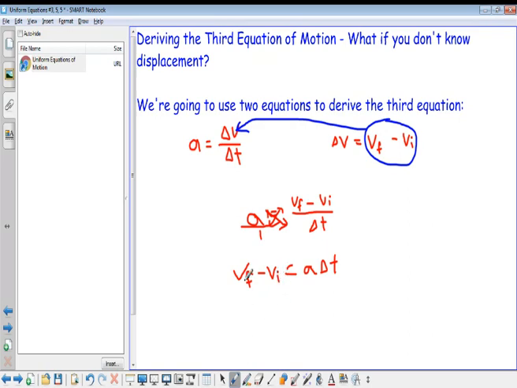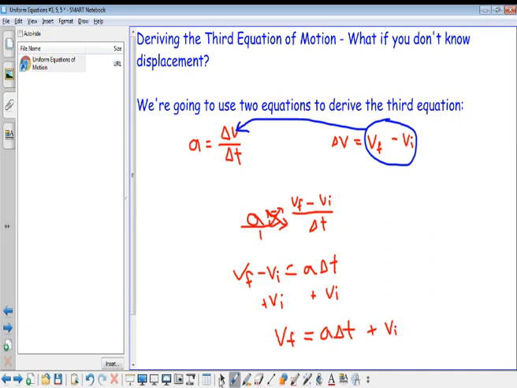My last step is to isolate final velocity. This equation is very useful if I want to find the final velocity of an object, if I know its initial velocity, acceleration, and the time it traveled. So adding VI to both sides, I'm going to be left with equation number 3. Final velocity is equal to acceleration times the change in time plus the initial velocity.